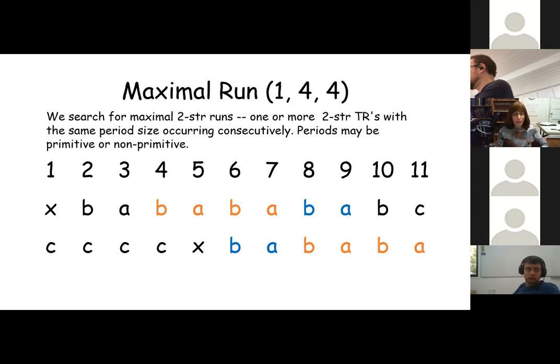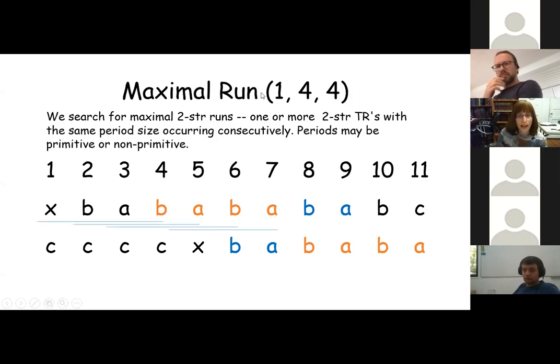Okay, so just to sum up the discussion about the definitions, what we're searching for are all maximal 2-string runs. So those are maximal runs inside of double strings, which are one or more 2-string TRs or double string TRs with the same period size occurring consecutively. And periods may be primitive or non-primitive. So in this example, the maximal run would be 1, 4, 4, saying the leftmost tandem repeat starts at 1, the rightmost tandem repeat starts at 4, and the period size is 4. And it means that everybody in between is a tandem repeat of size 4.